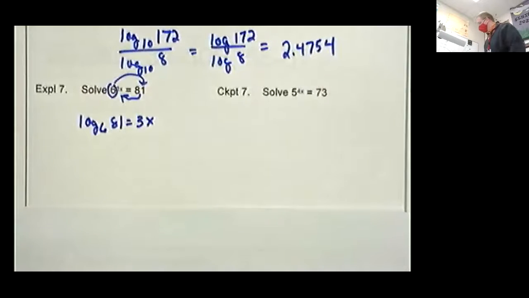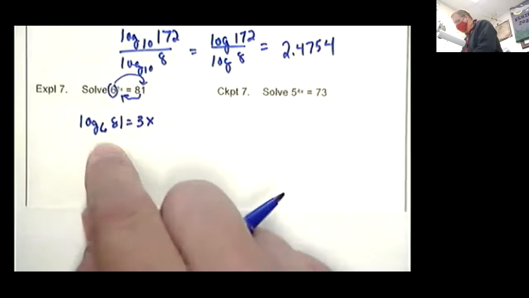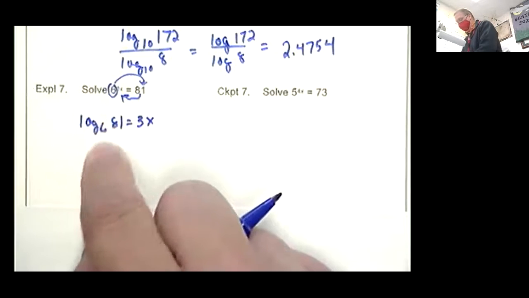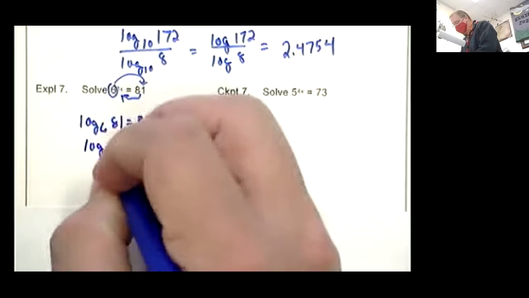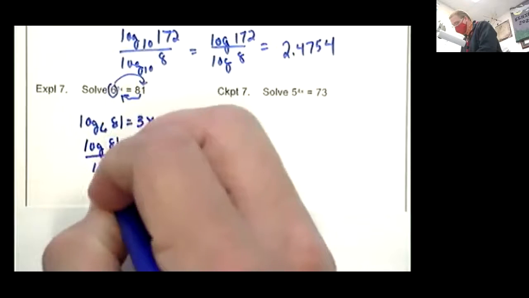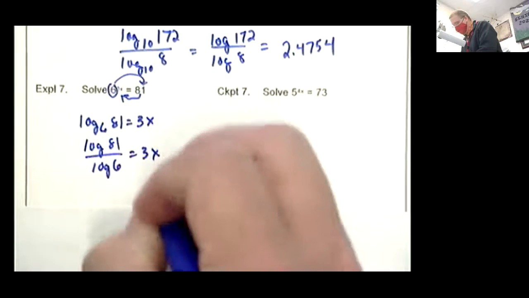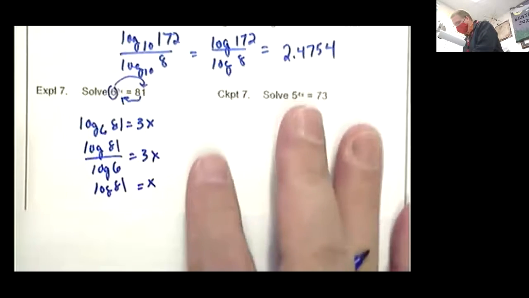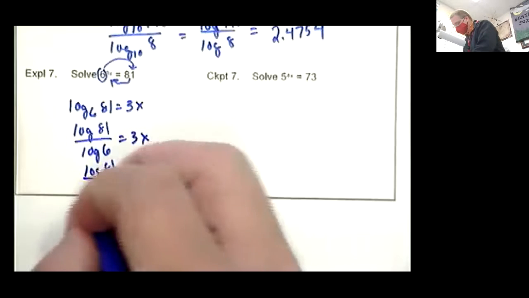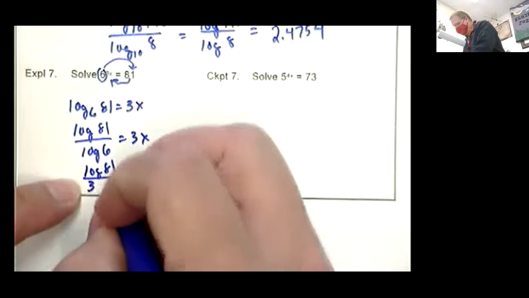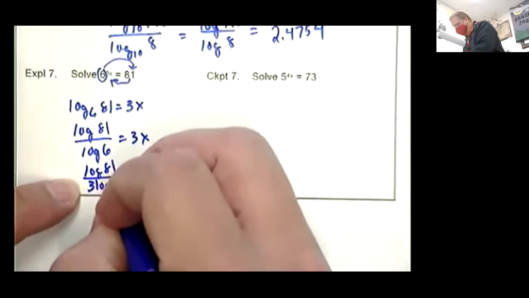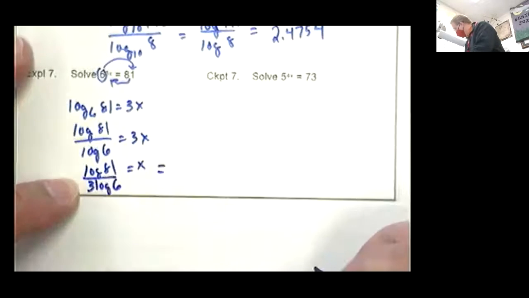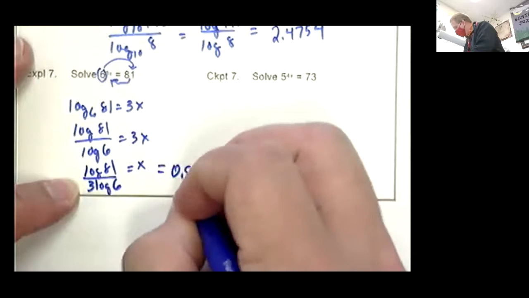And finally, then, to solve for x, we can divide both sides by 3. Also, if we wanted to, we could use our change of base formula. So this would be log of 81 over log of 6 equals 3x. So divide by 3 gives us log of 81 over 3 log of 6. And when you plug that into your calculator, you should get 0.8175.